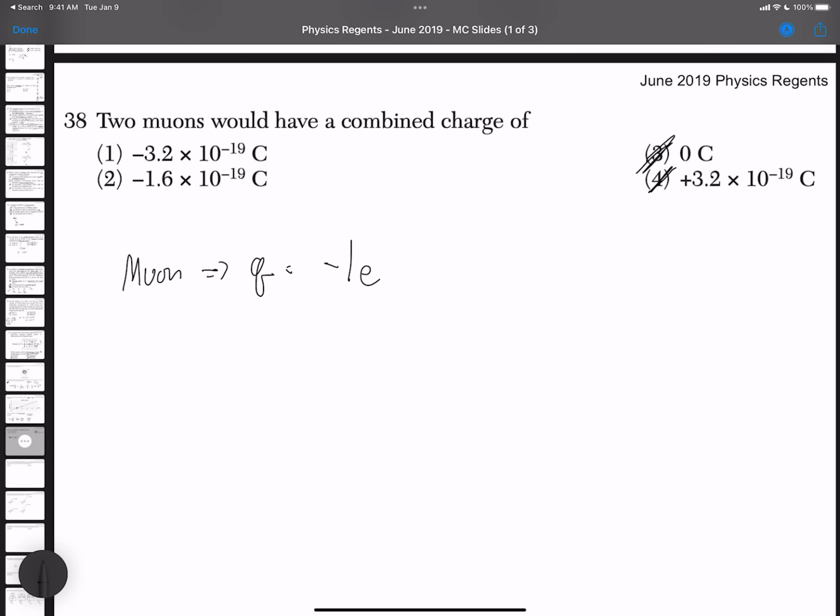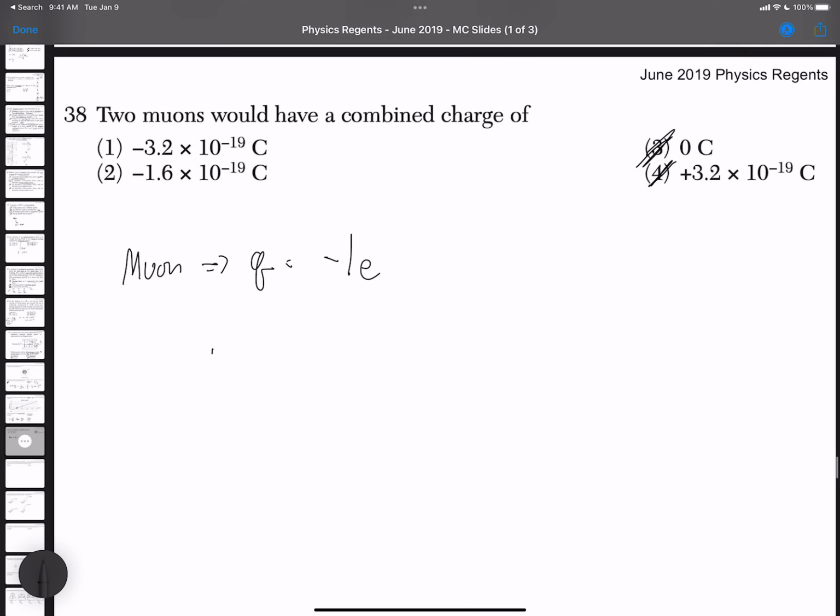But we might want to write down from our reference table how much an elementary charge is. 1 elementary charge is 1.6 times 10 to the -19 coulombs. So if we had 2 of them, that would be 3.2 times 10 to the -19 coulombs. But remember, we're talking about something that is negative. The answer choice is 1.